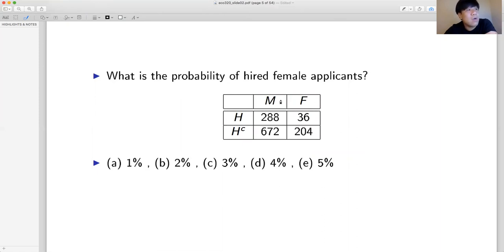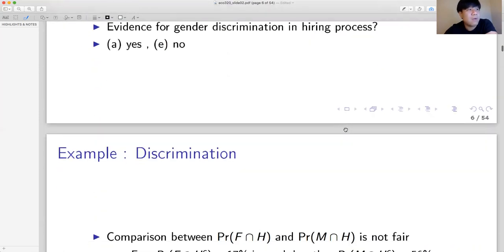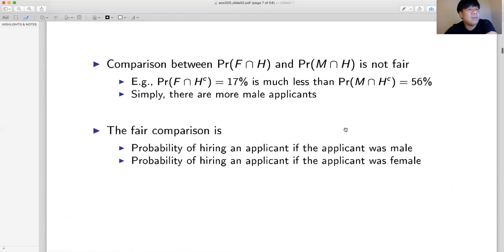That means, conditioning on being male, what is the probability of being hired? Or conditioning on female, what is the probability of being hired? That is a fairer comparison. That is actually the concept of conditional probability, because there are more male applicants. This is a very important concept. Just keep that in mind.